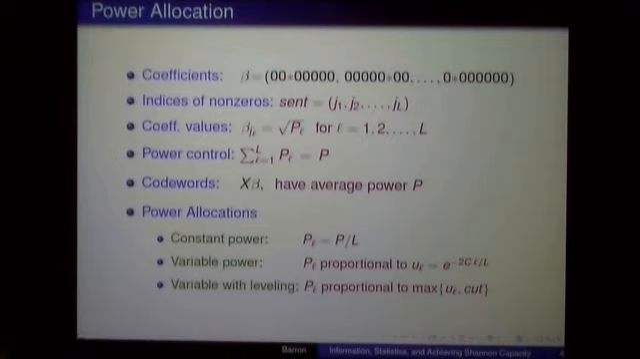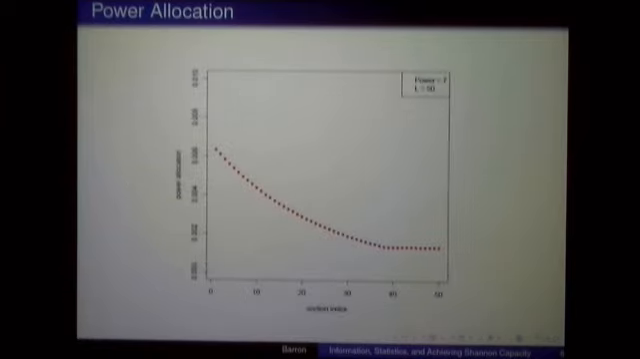It stays between 1 and e to the minus 2c as L goes from 1 to L. And we'll explain how things are working. So here's a plot of what the power allocation might look like. What's going on is that we're going to have an iterative decoder.